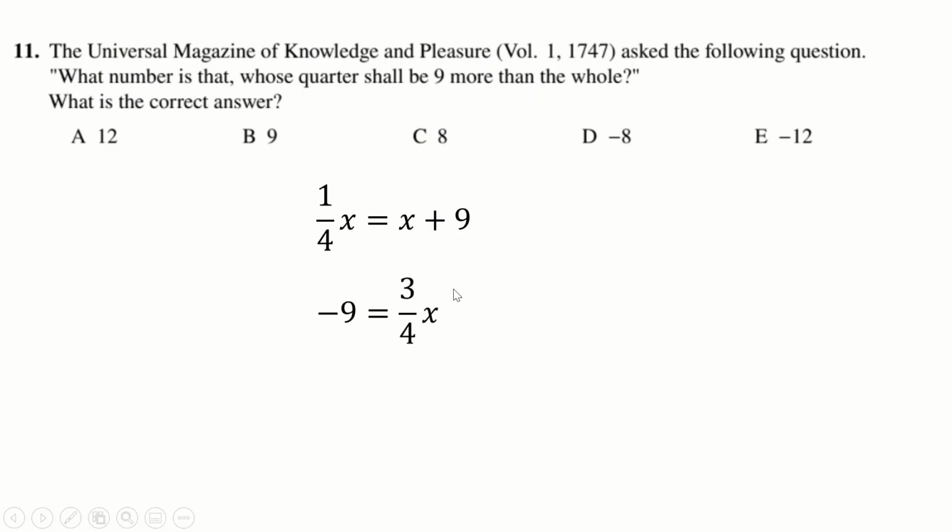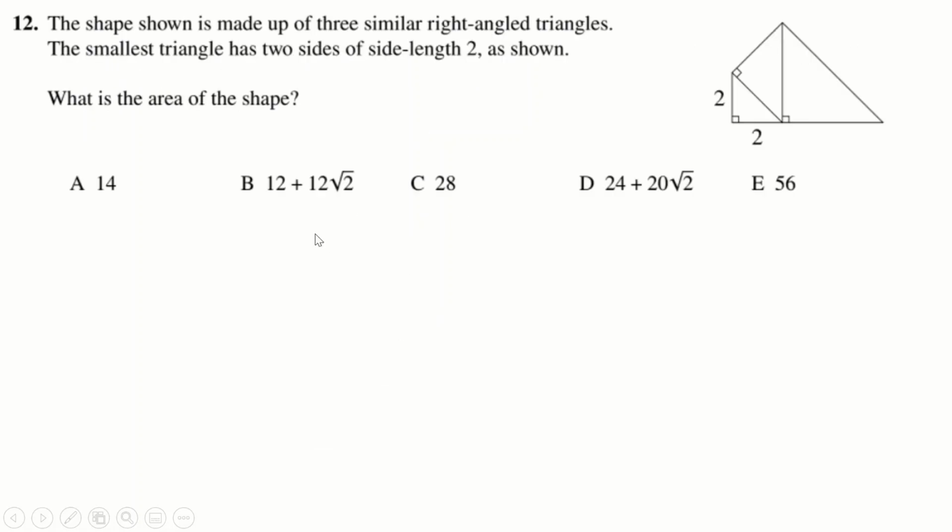Take away a quarter x from both sides, take away 9 from both sides, times by 4, and divide by 3. And we got the answer of minus 12. Of course, you can put that in. You can say, well, okay, a quarter of minus 12 is minus 3. Minus 3 is 9 more than minus 12, I believe. So yeah, that must be correct.